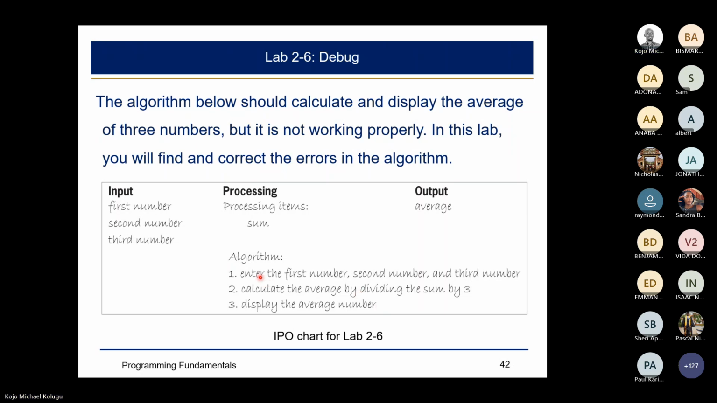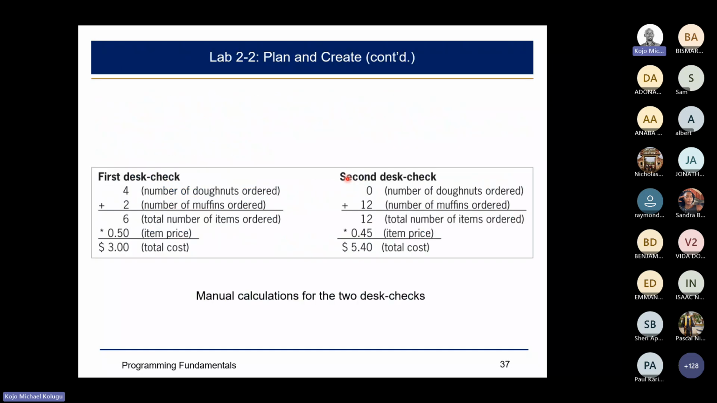Okay? Enter the first, second, and the third number. Calculate the average by dividing the sum by 3. Display the average number. So here, the processing item, look at it closely. And I want you to pay attention to this one here. Let me underline it. Let me underline this here. And then I'm going to take you up here. Let me bring this pointer. So we go up, up, up, up, up to the very first one.